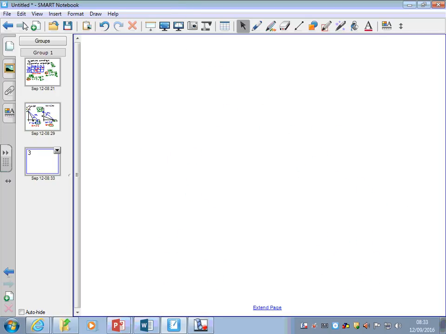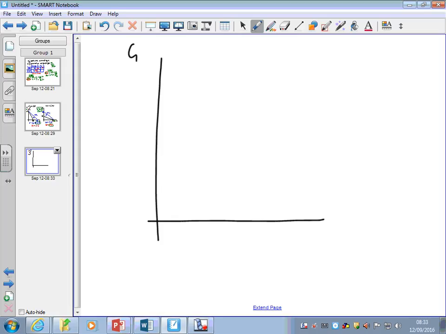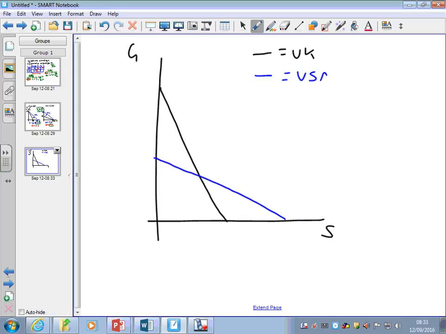Now what we can also do is to see this on one diagram. So again, let's think about goods and services. The UK's was like this one here. The Americans was like this one here. But by trading together, then the trading possibility curve of both countries is now further outwards. So the overall benefit of trade is that countries can access a bigger number of goods and services.